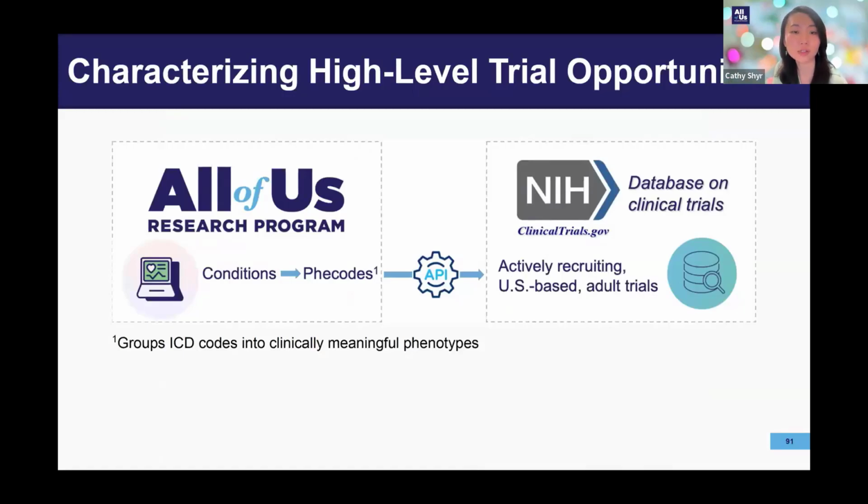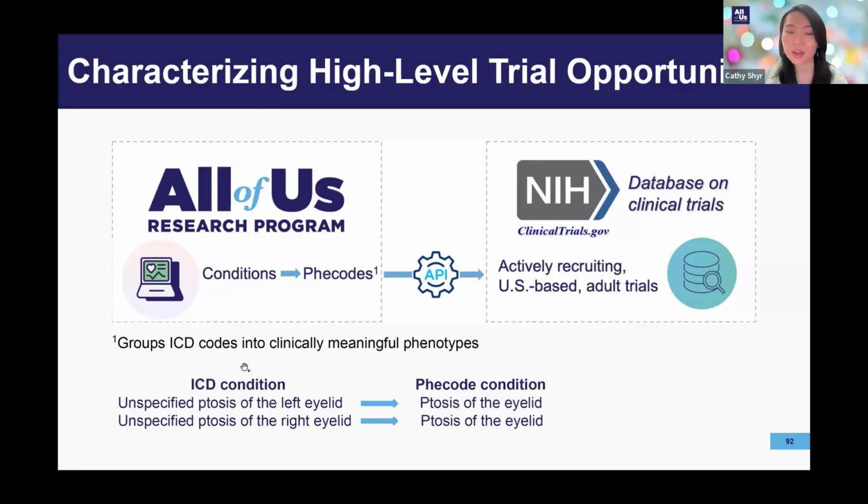The first is the All of Us data set, specifically looking at the electronic health records. We looked at all of the existing conditions in the All of Us research program, and we mapped them to phecodes. Again, phecodes are an approach to group ICD codes into clinically meaningful phenotypes. As a quick example, if a participant has unspecified ptosis of the left eyelid and unspecified ptosis of the right eyelid, both of these ICD conditions will be mapped or rolled up to the same phecode condition, ptosis of the eyelid, which is more clinically meaningful for this analysis.